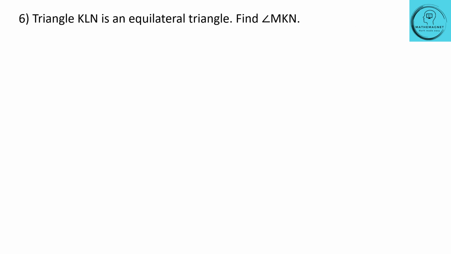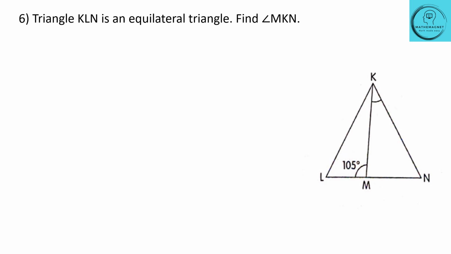Next question. Triangle KLN is an equilateral triangle. Find angle MKN. Now what are the properties of an equilateral triangle? All three sides are equal and all the angles in an equilateral triangle will be equal to 60 degrees. So angle L, the entire angle K and the entire angle N will be equal to 60 degrees. They've also given us this additional angle of 105 degrees.